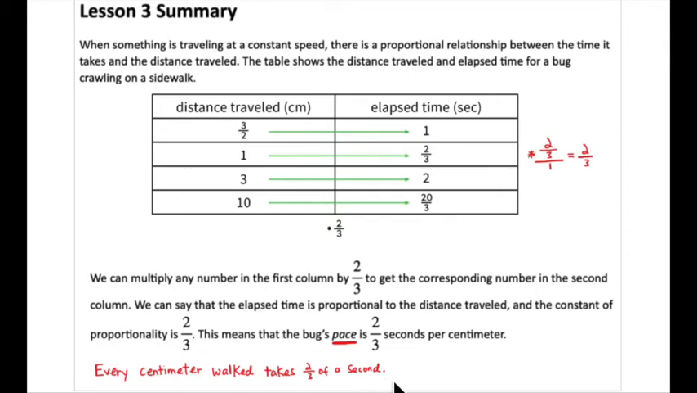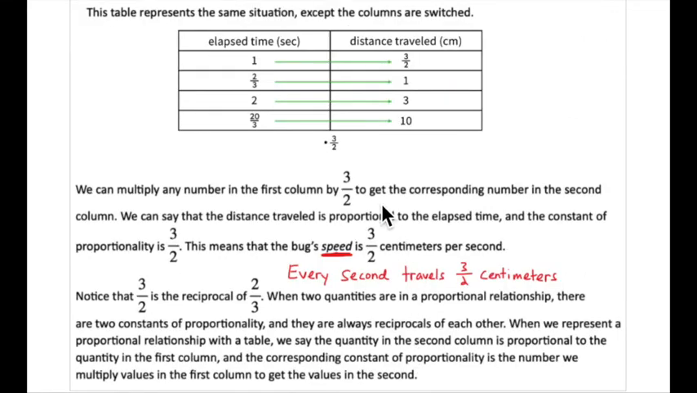Now, what if you asked the opposite question, which is, how far does the bug go in 1 second? So instead of looking at how long it takes the bug to travel 1 centimeter, how many centimeters does the bug travel in 1 second? That's its speed. That's this table. So in 1 second, that bug travels 3/2 centimeters. So what's the constant of proportionality? It's 3/2 divided by 1, which is 3/2.